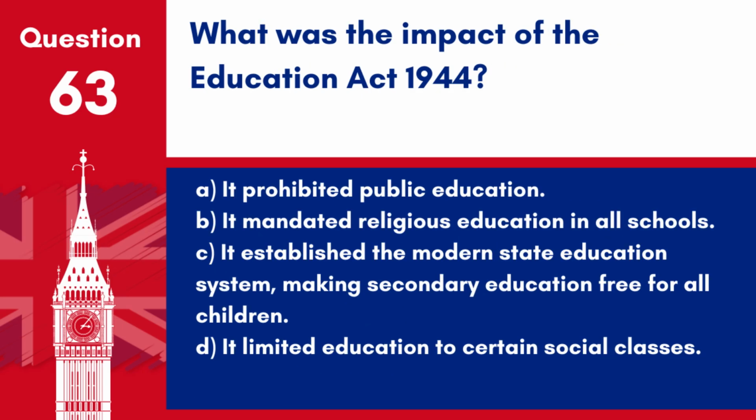Question 63. What was the impact of the Education Act 1944? A. It prohibited public education. B. It mandated religious education in all schools. C. It established the modern state education system, making secondary education free for all children. D. It limited education to certain social classes.